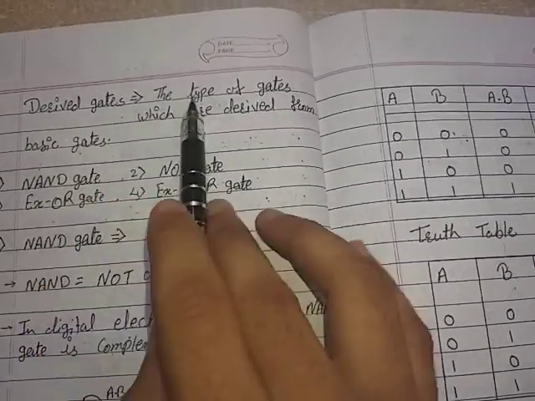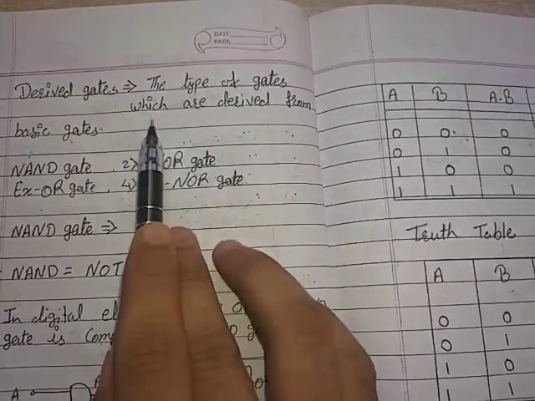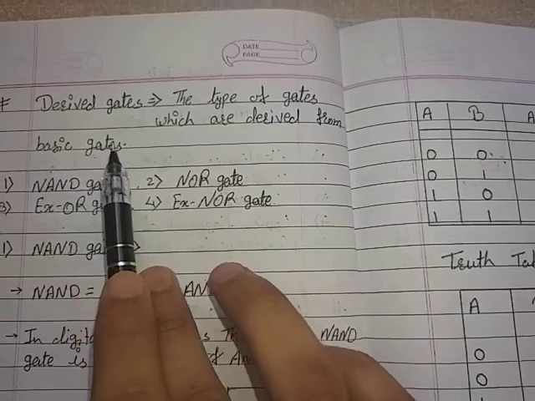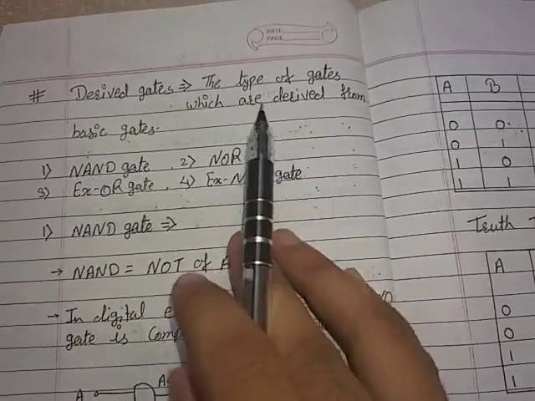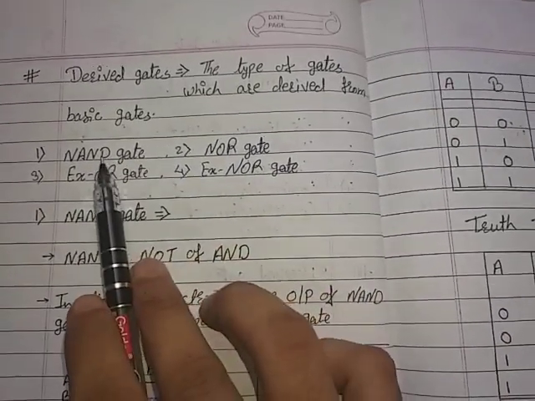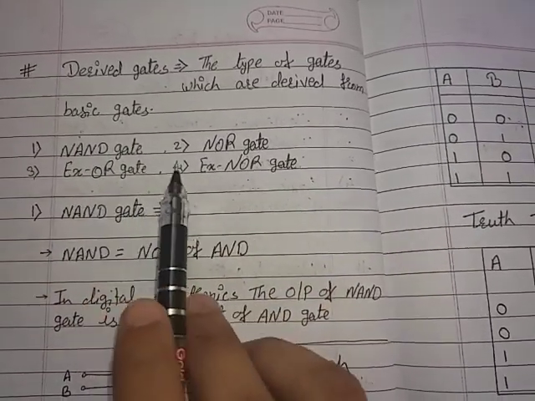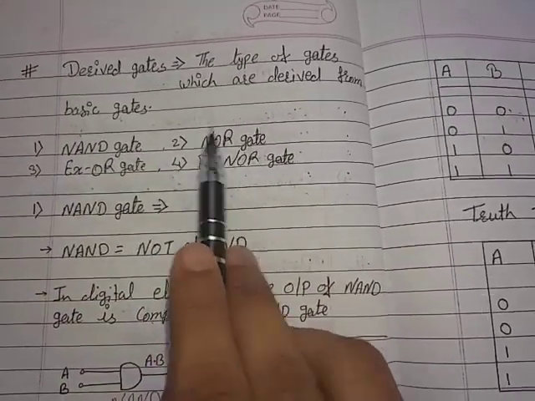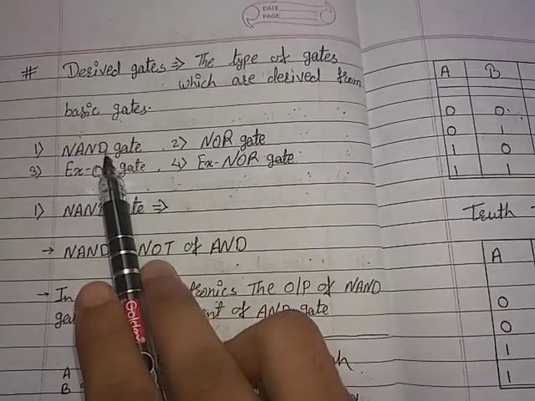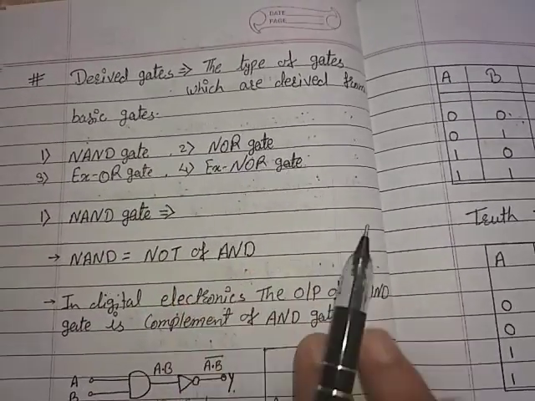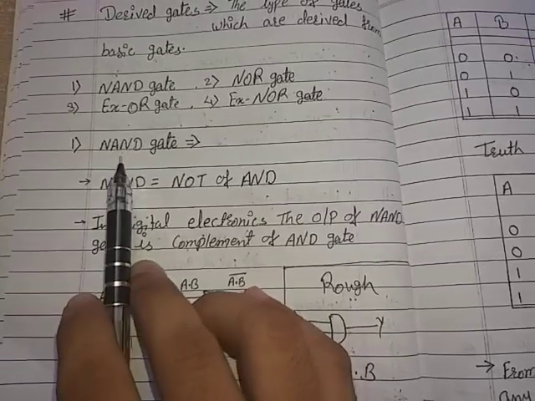Derived gates are the type of gates which are derived from basic gates. There are four types of derived gates: NAND gate, NOR gate, XOR gate, and XNOR gate. Among these four, today we will learn NAND and NOR. So let's start with NAND gate.